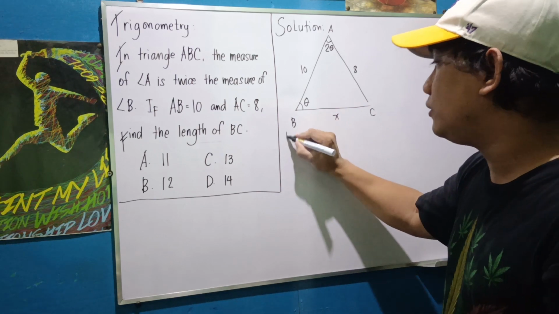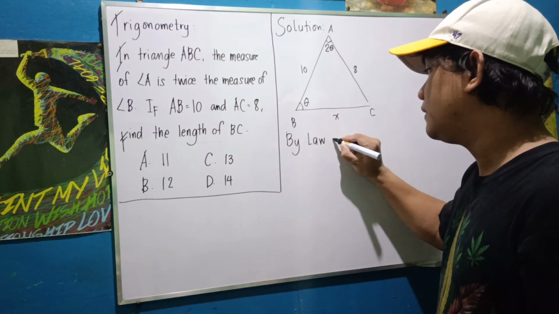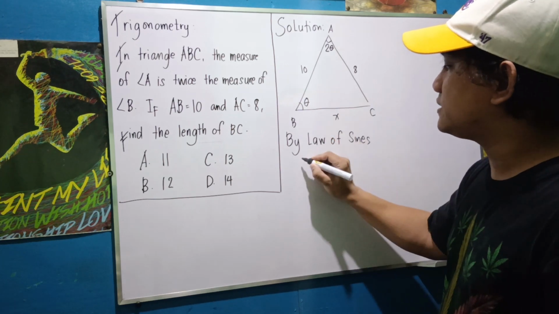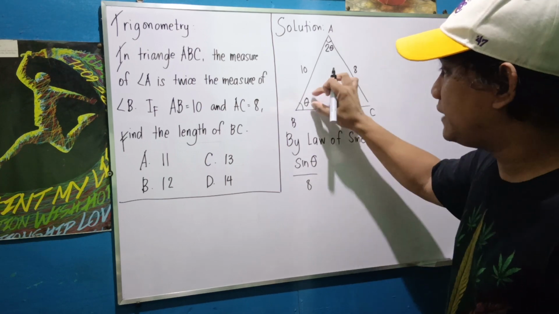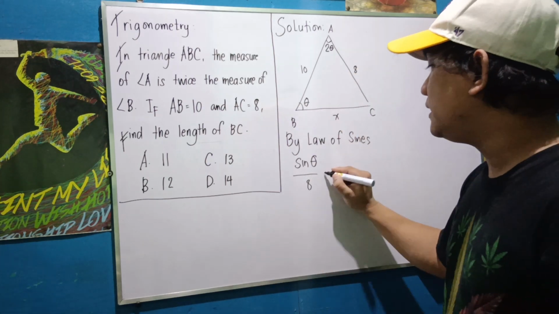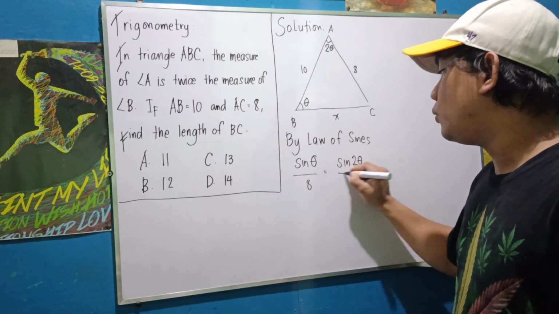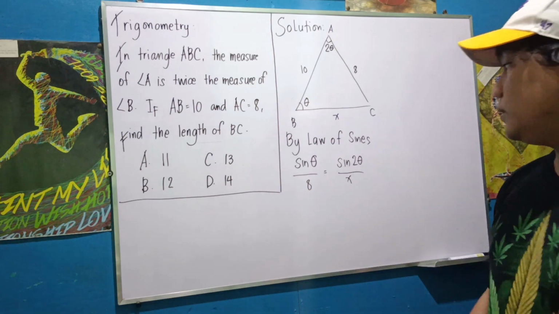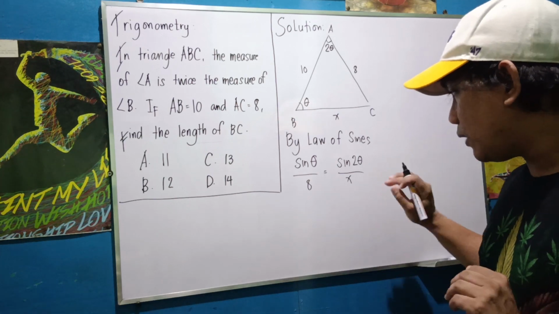So by the law of sines, it is stated that sine theta over 8, so sine of the angle over the opposite side, is equivalent to the sine of a given angle over its opposite side, which is x. Alright, so how do we simplify the given? So this is how it goes.